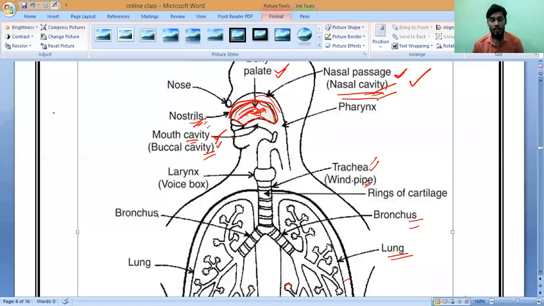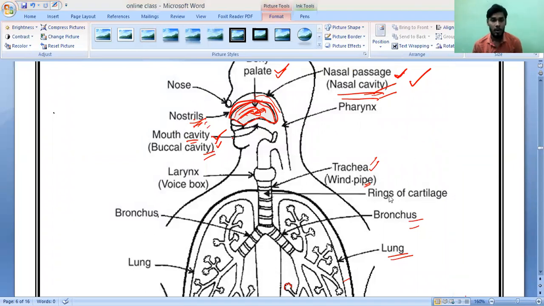So during breathing we can also eat. How is it possible? Because the nasal passage is separated from the mouth cavity, or buccal cavity, by a hard substance called the bony palate. Now when we breathe, the air enters the nasal passage. Is it yes or no?